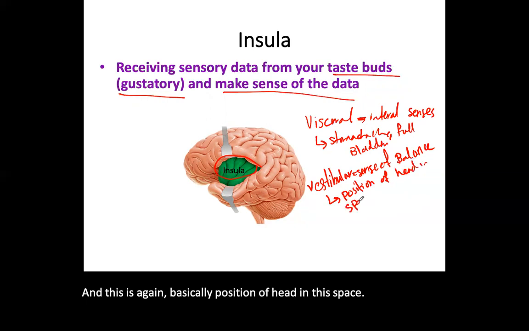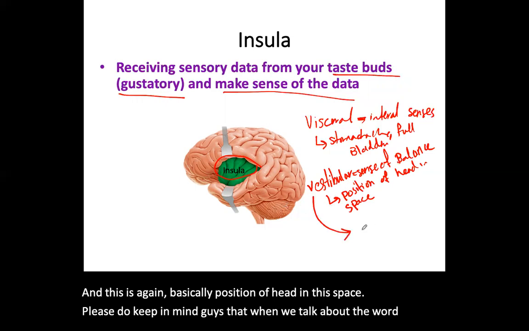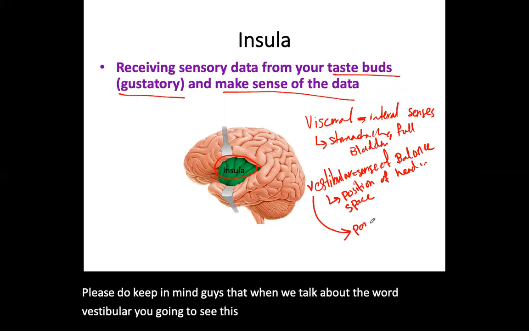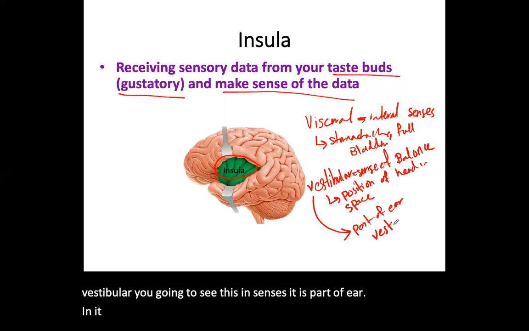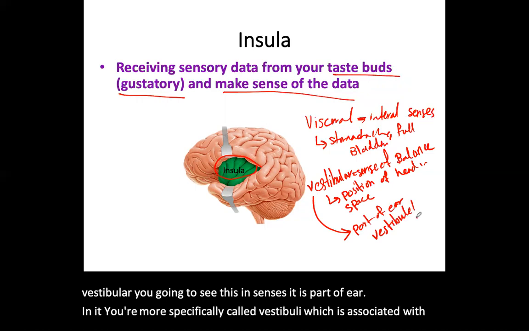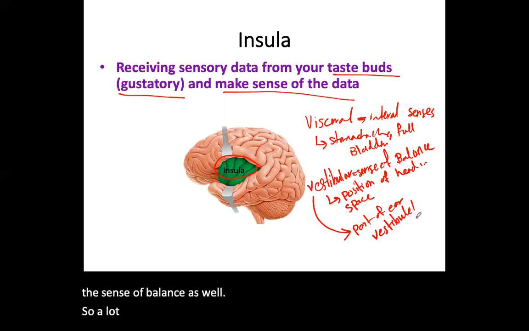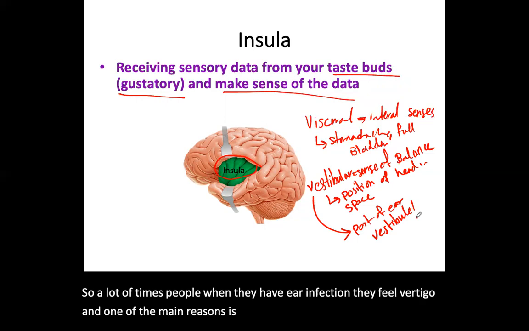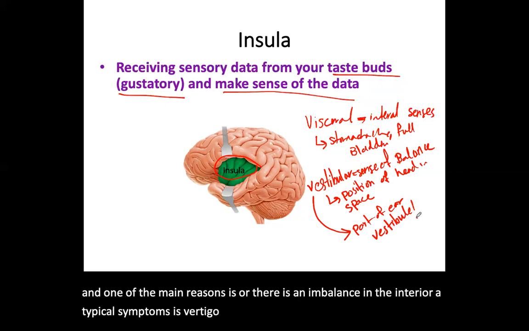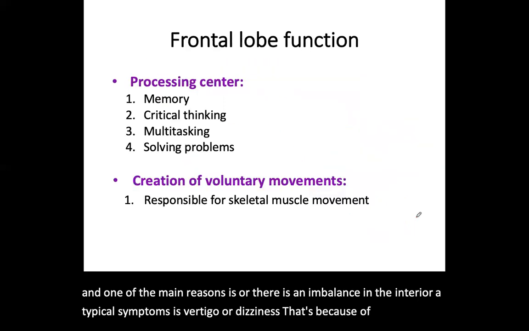Please do keep in mind, guys, that when we talk about the word vestibular, you're going to see this in senses. It is part of the ear, inner ear more specifically, called the vestibule, which is associated with the sense of balance as well. A lot of times when people have an ear infection, they feel vertigo. One of the main reasons is an imbalance in the inner ear. A typical symptom is vertigo or dizziness. That's because of the vestibule being affected.